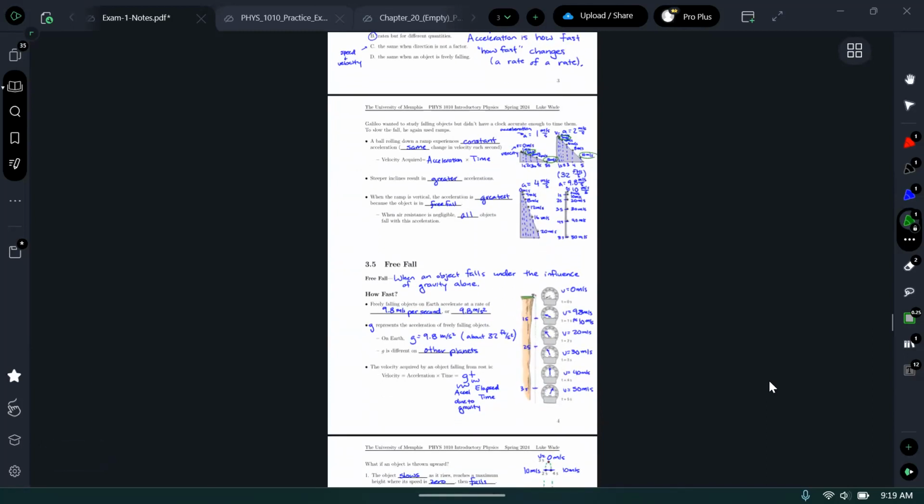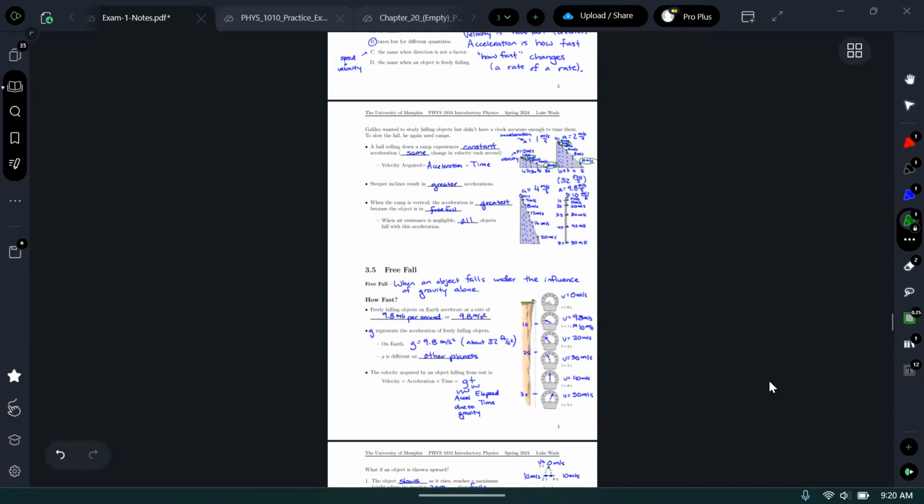Constant acceleration means that your velocity is changing by the same amount each second. So that's what all these were about. If you speed up by 1 meter per second each second, that is a constant acceleration of 1 meter per second squared. If your velocity is increasing by 4 meters per second each second, that's an acceleration of 4 meters per second squared.